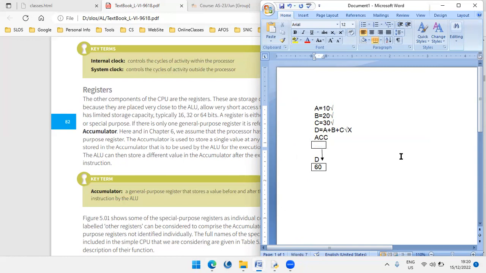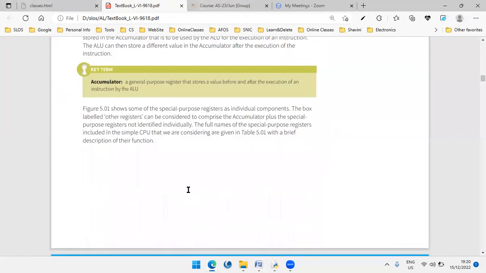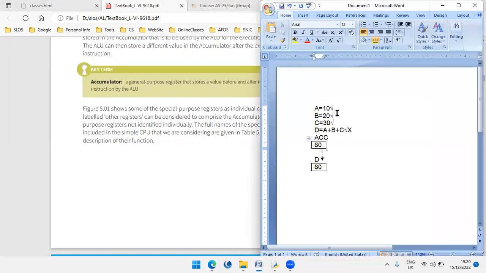It could even be a string character or something like that. Have a look at that again. The accumulator is a general purpose register. So will you please remember that the accumulator is a general purpose register, because there are others which are very specific, right? The accumulator is a general purpose register that stores a value before and after the execution of an instruction by the ALU.